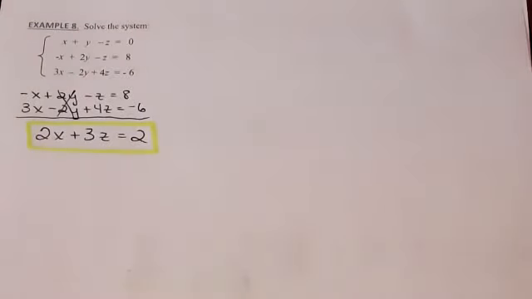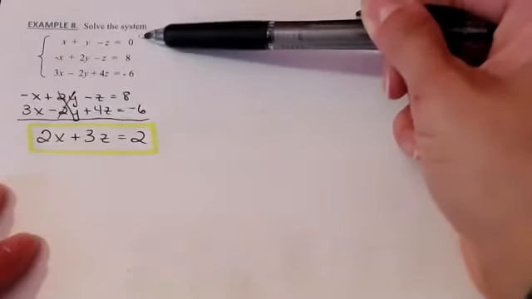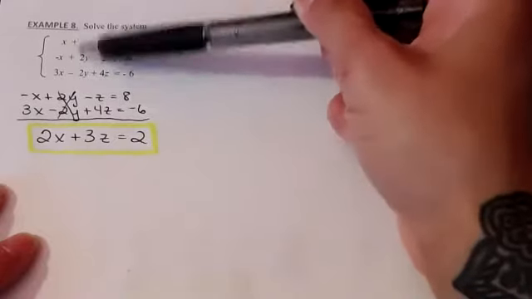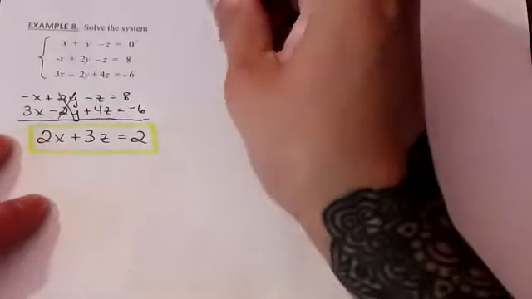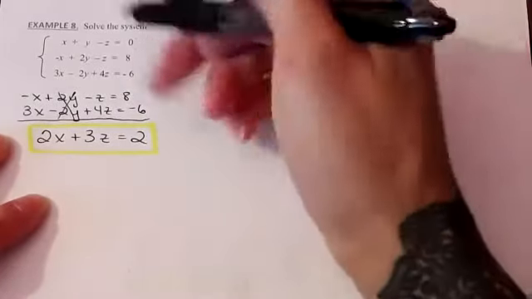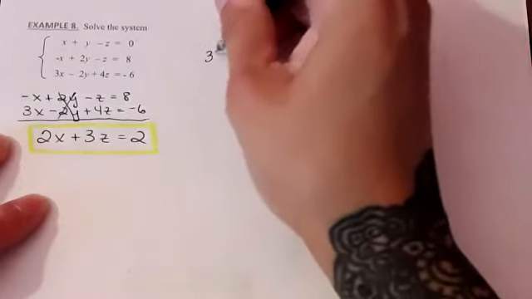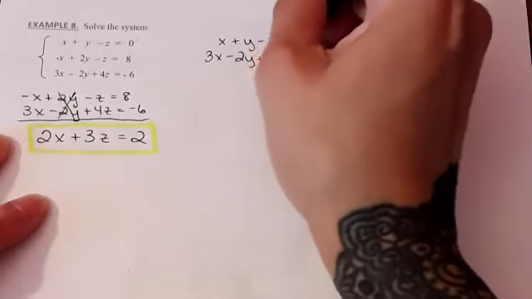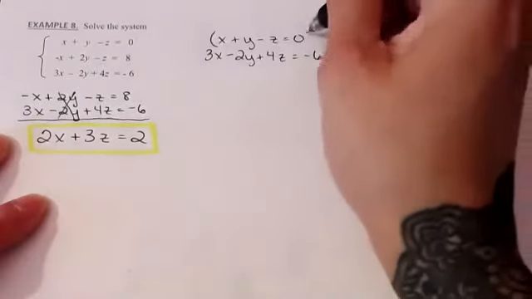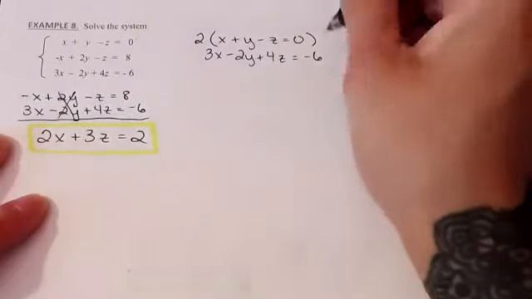I'm going to take another two equations. I'm going to use the first one and the third one. You didn't have to. You could have used the first and the second if you wanted, but I'm going to use the first and the third because they're opposite signs. So I've got x plus y minus z is equal to 0. And then I have, again, I'm going to take the first and the third one. So then I have 3x minus 2y plus 4z is equal to negative 6. I'm going to take the first equation and multiply it by a 2, so that way I can get these to cancel each other out.